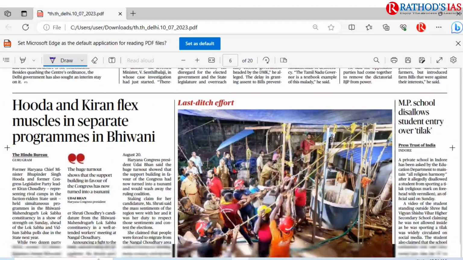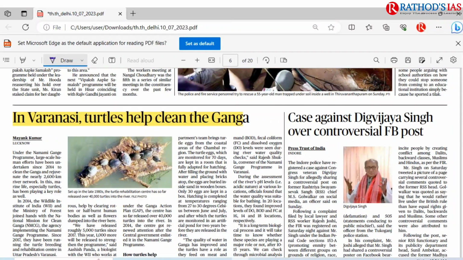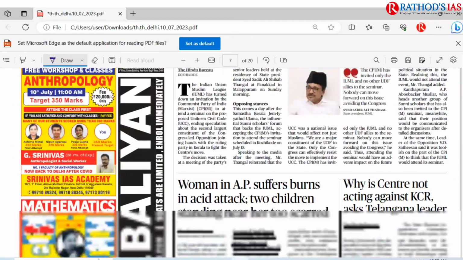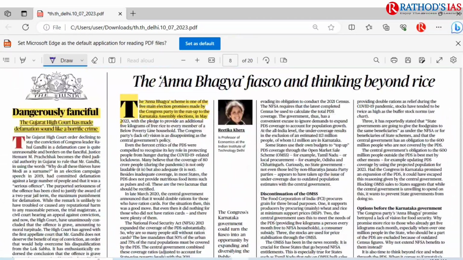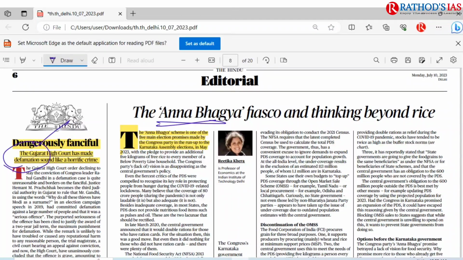And if you move on to the states page, here you can see this article regarding the turtles. Okay, in Varanasi, turtles help clean the Ganga. And if you move on, in this editorial page, you can see there is a word called defamation. You have to see what is defamation. And here this article is talking about FCI. Okay, that is a scheme. FCI is nothing but the Food Corporation of India.